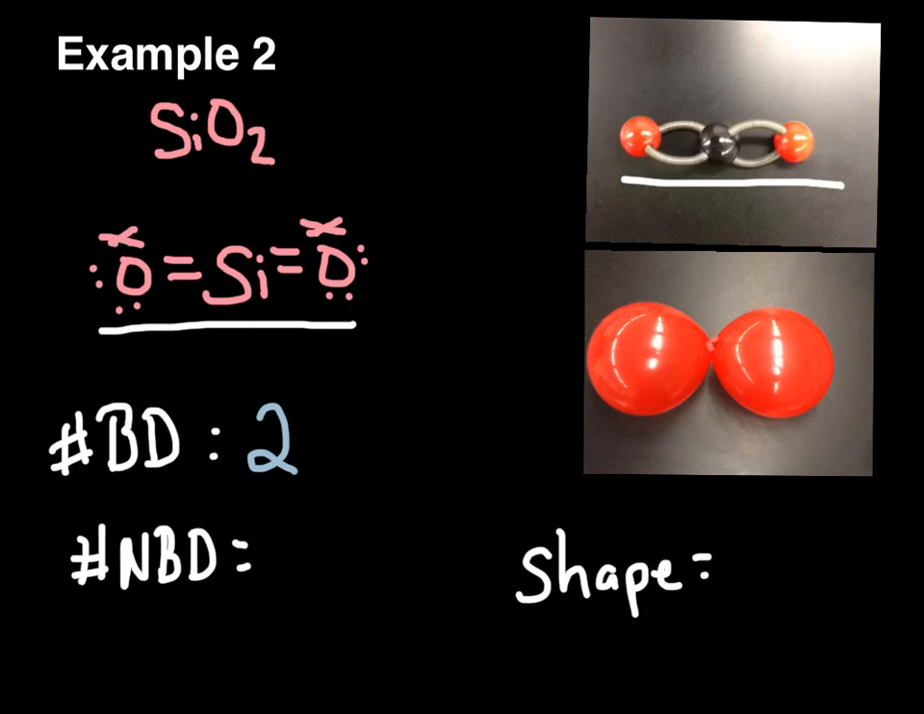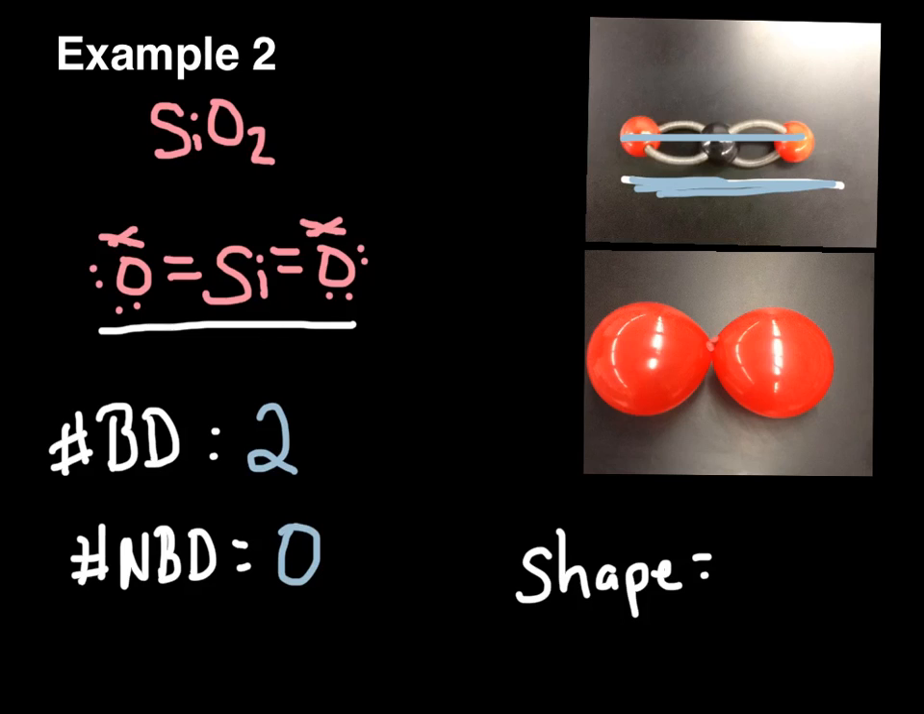The number of non-bonding domains is, I'm looking for dots. Are there any dot sections, or lone pairs, or unshared pairs on the central atom? This has none, so our number of non-bonding domains is 0. And our shape, as you can see right here, looking up at this one, is that it is straight across from each other.